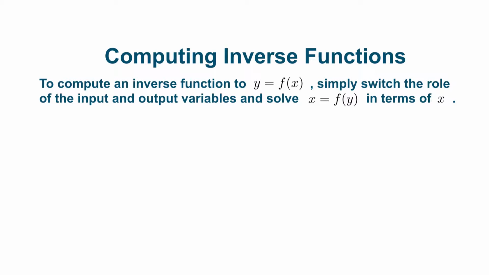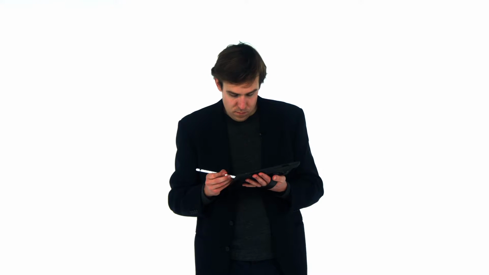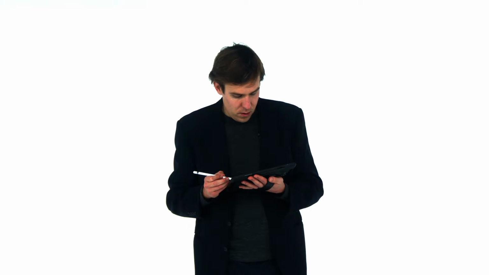So how does one compute an inverse function? Well, the easiest way to do it is, given the formula y equals f of x, switch the roles of y and x, and then solve for y. So let's look at some examples.